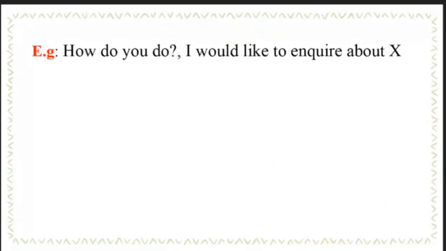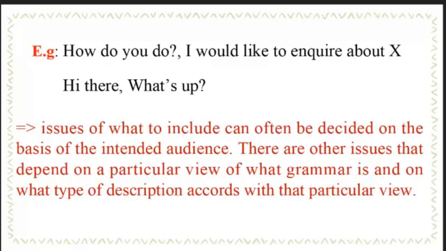Here are some examples. How do you do? I would like to inquire about a course case used in the written language, the formal language. But this one, hey there, what's up? is used for informal language, for casual conversation. So the issues can often be decided on the basis of the intended audience. There are issues that depend on a particular view of what grammar is and on what type of description occurs with a particular view. The next one is about form and function.